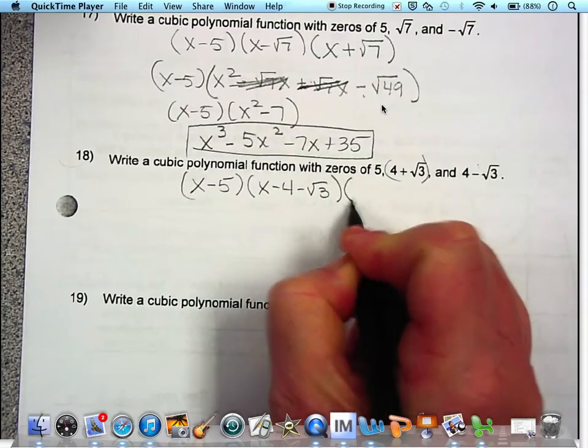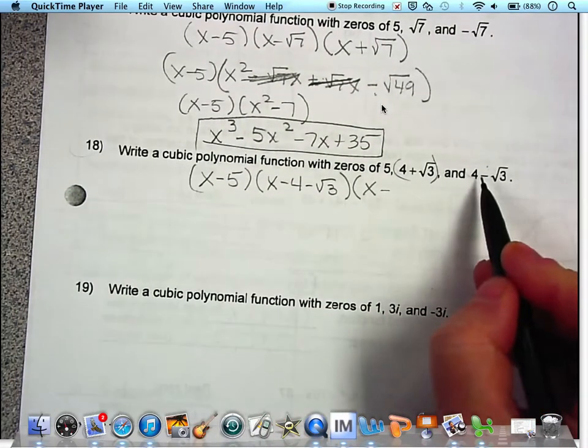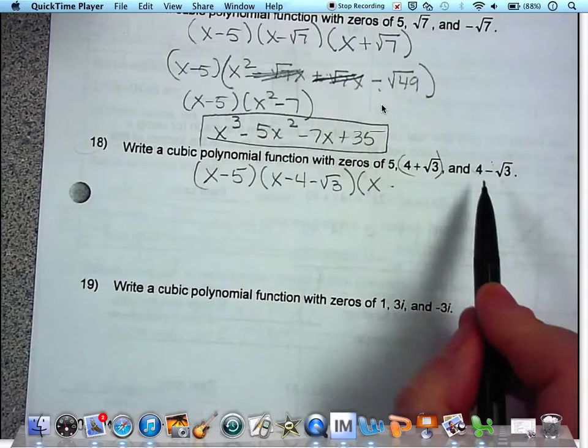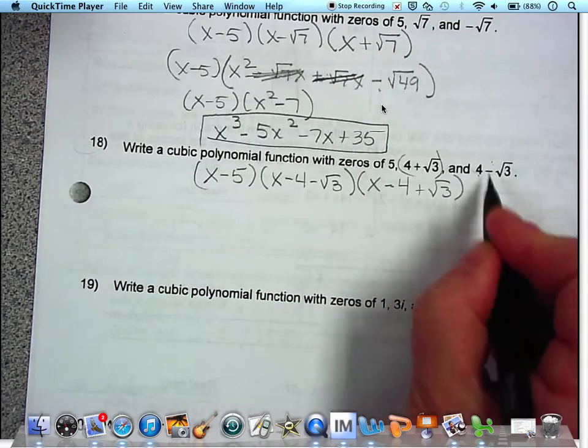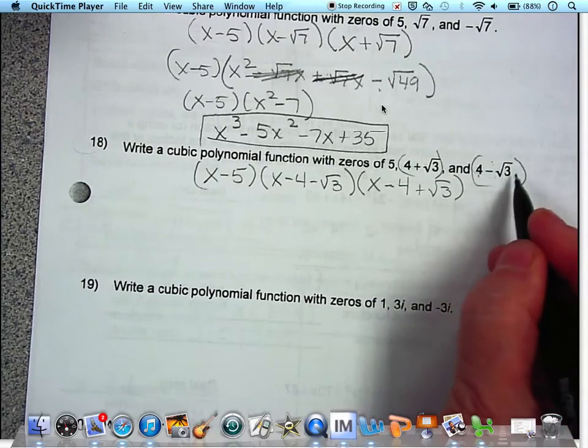Then the next factor would be x minus this whole thing. Wait, not plus 4, minus 4 plus square root of 3, right? Because you're subtracting the negative 4 and you're subtracting the square root of 3, so it becomes x plus 4 plus square root of 3.